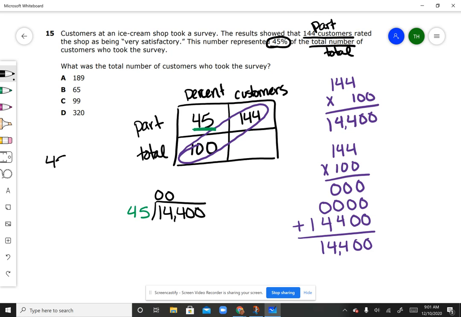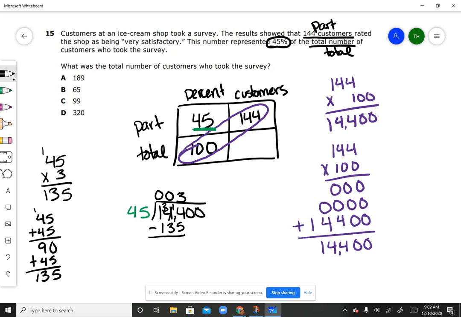Okay, I'm going to try 45 times 3 and see where that gets me. 3 times 5 is 15. 3 times 4 is 12, plus 1 is 13. That gets me to 135. Okay, I know I can't add 45 to that and not go over 144. Okay, so I'm going to put my 3. If you don't like the multiplication route, you could also do repeated addition. 45 plus 45 would be 90, plus 45 would be 135. Okay, so 3 times 45 is 135.